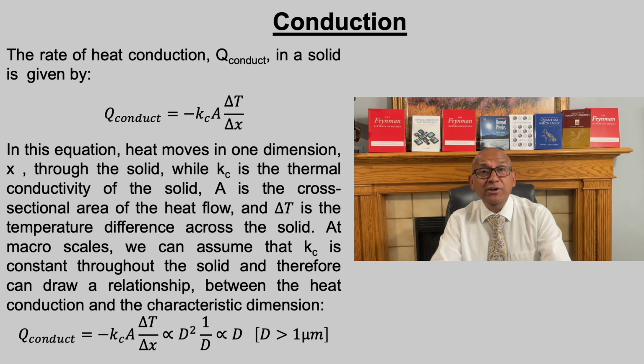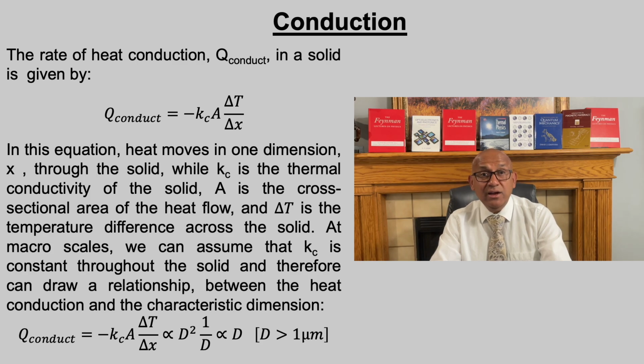Now let us focus on heat conduction in solids. The fundamental equation for heat conduction is given by Fourier's law. Q_conduct equals minus Kc times A times delta T divided by delta X. Here Kc is the thermal conductivity of the solid, A is the cross-sectional area through which heat flows, and delta T over delta X represents the temperature gradient. Essentially, this law tells us that the rate of heat transfer is proportional to the area and temperature difference, but inversely proportional to the length over which that temperature difference occurs.